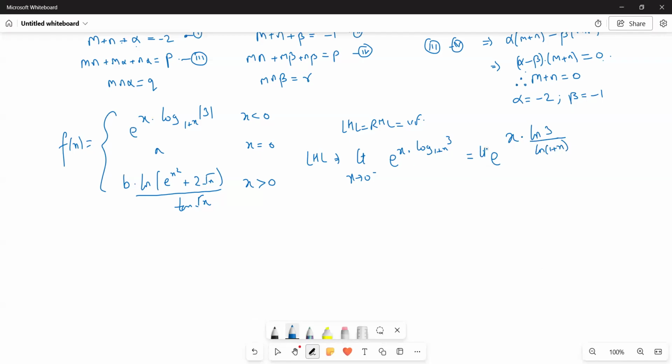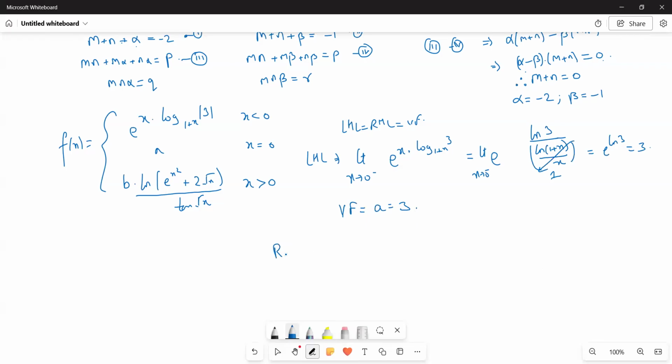Limit x tending to 0 minus. But in that case, this x from here can be shifted to here, and log of 1 plus x by x as x tends to 0 value 1. हो गया 1. So we are left with e to the power ln 3, which is 3. So the left hand limit would be 3. Now for continuity in that case, what must be the value of the function? 3. So a का value तो 3 आ जाएगा.